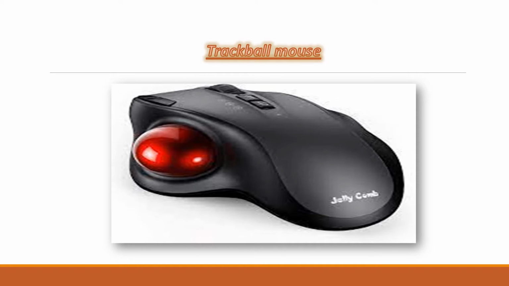Trackball mouse. The trackball mouse is a special type of mouse because a ball is placed on the surface in a socket, and that socket contains the sensor, which detects the rotation about two different axes, like upside and downside.